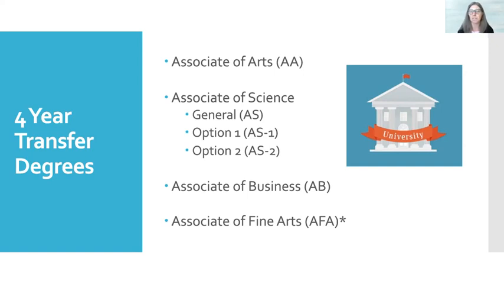So really common things that we hear regularly from students that they want to study at the university while doing the AA with us at North are psychology, communications, political science, history, English, something like that. Okay, so again, arts, humanities, and social sciences.